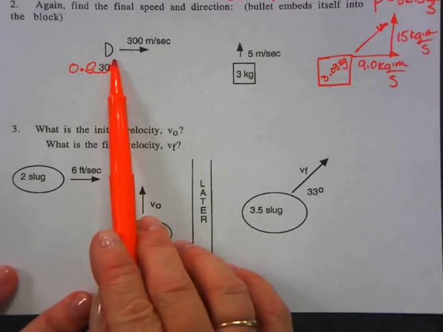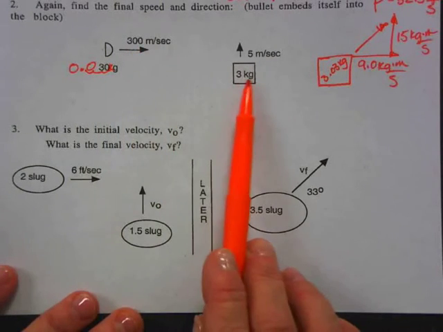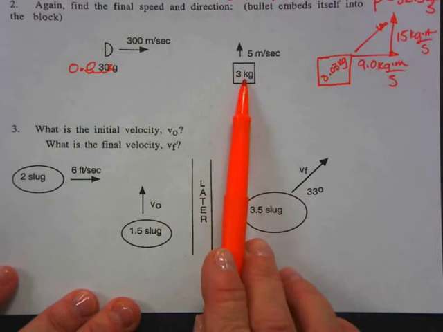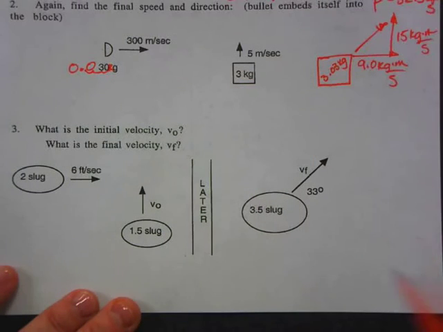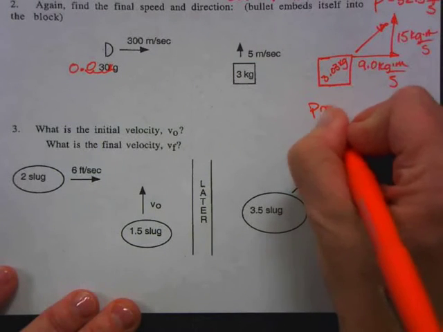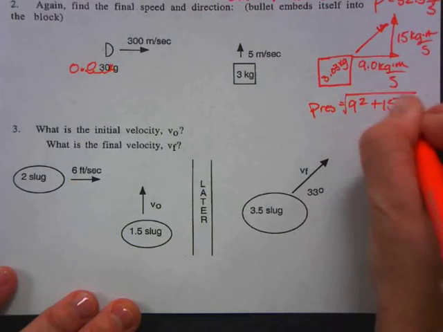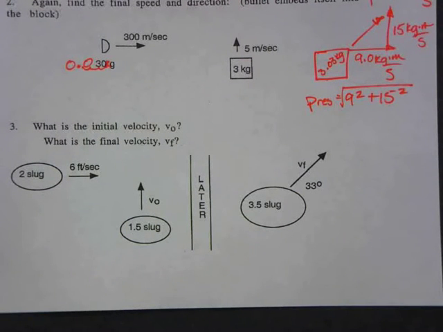Of course, the bullet has a large-ish momentum because of its large velocity, and of course this has a large-ish momentum because it has a much bigger mass. So the resultant momentum is going to be the square root of 9 squared plus 15 squared using Pythagorean theorem.